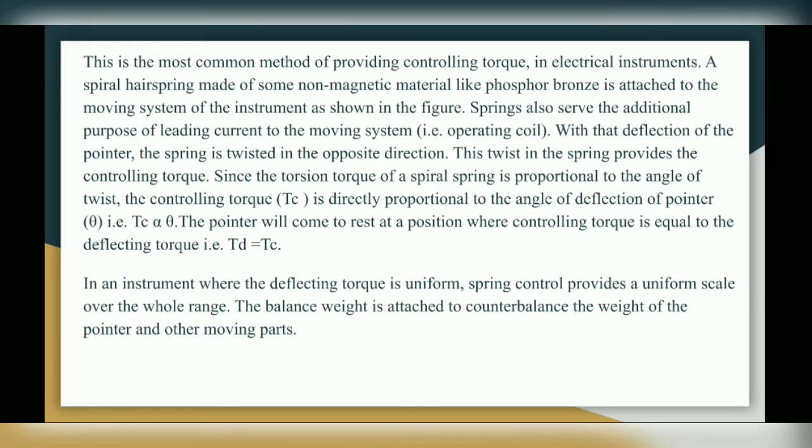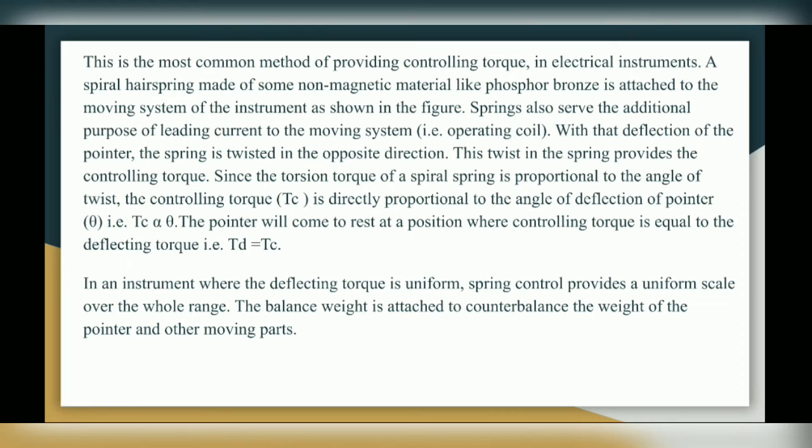A spiral hairspring made of some non-magnetic material like phosphor bronze is attached to the moving system of the instrument as shown in figure. So basically the springs which are used for controlling purpose have the material which is phosphor bronze. Springs also serve the additional purpose of leading current to the moving system. With that deflection of the pointer, the spring is twisted in opposite direction. This twist in the spring provides the controlling torque.